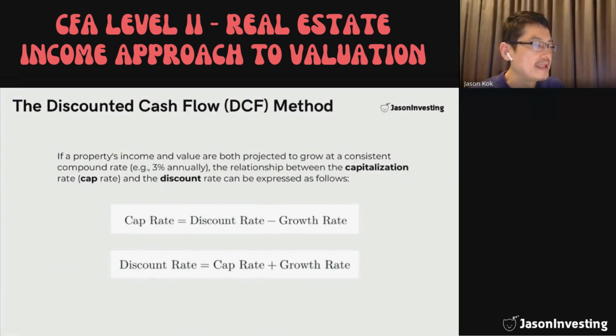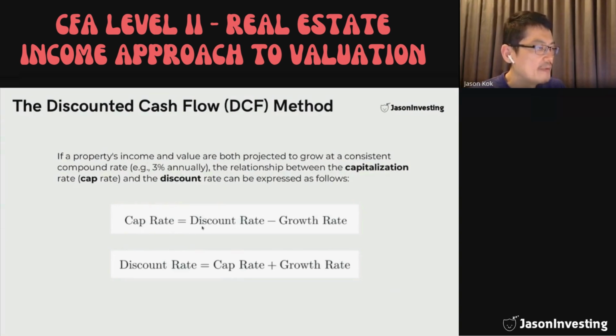So remember, we said that the income approach consists of two general methods. The first is the direct capitalization method, where you calculate the cap rate and you capitalize the NOI using the cap rate. For the discounted cash flow method, we project the property income to grow at a consistent compound rate, for example, 3% annually. And the relationship between the cap rate and the discount rate can be expressed as follows. So for the DCF, we talk about discount rate on top of the cap rate.